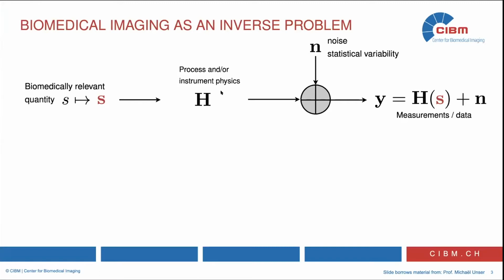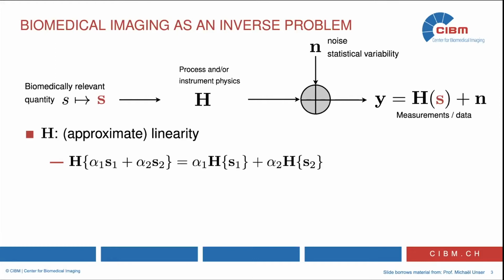Then you have a physical process that happens, or some physics in the instrument that you're using to observe, which we signify always by this letter H. And you have some statistical variability or noise. And there are a few simplifying assumptions that are usually made. So first, we usually assume that the physics are linear, and this basically means that if you're imaging one object and imaging another object, and then you image both of them together, you're going to get the same as the sum of the two images that you would take separately.